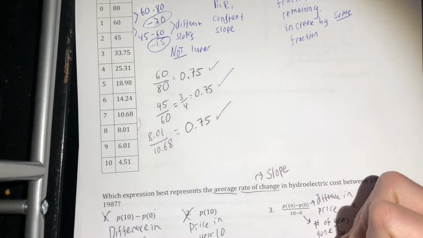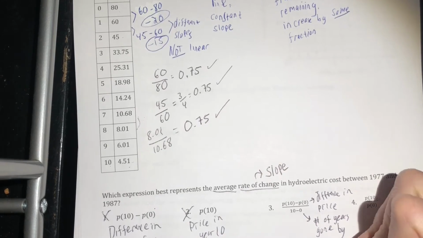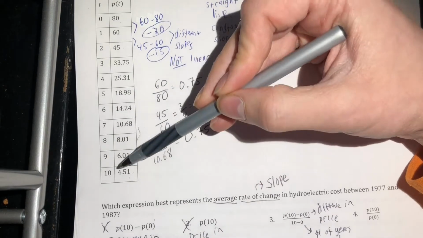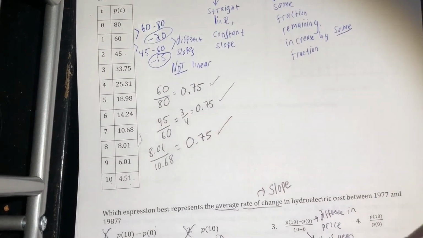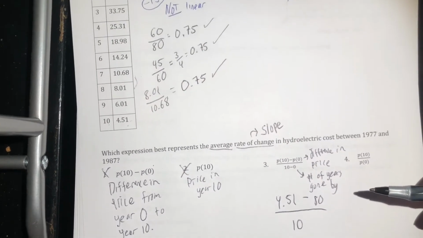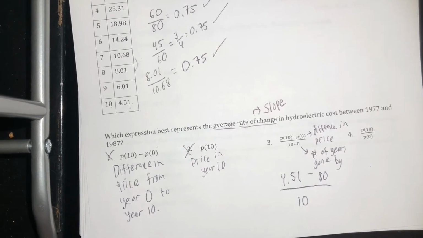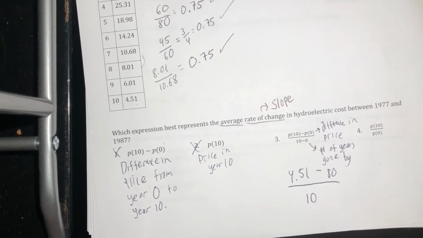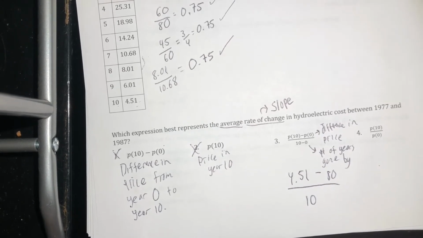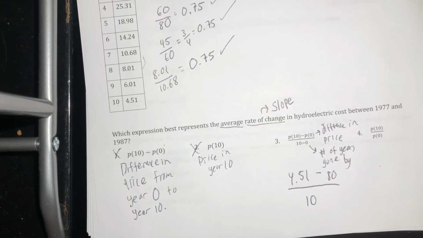So it'd be 4.51 minus 80. And order does matter here because, as we know, this should be a negative rate of change, as time goes by our price is going down. If I don't do it in the right order, I'm not going to get a negative answer. So 4.51 minus 80 over 10. I'm just using my calculator real quick. Oh, I should have done that in my head.